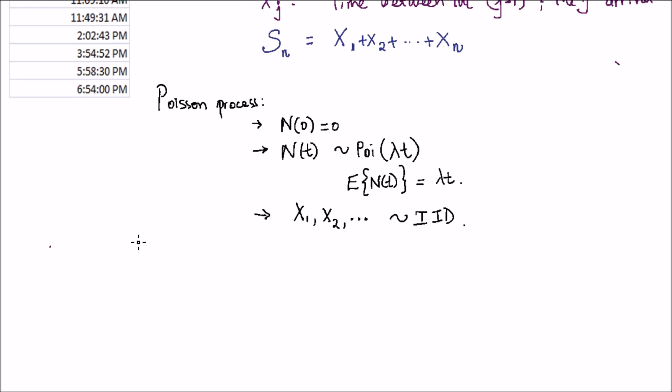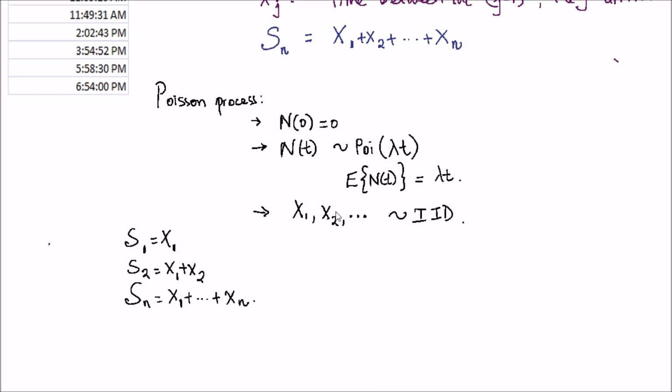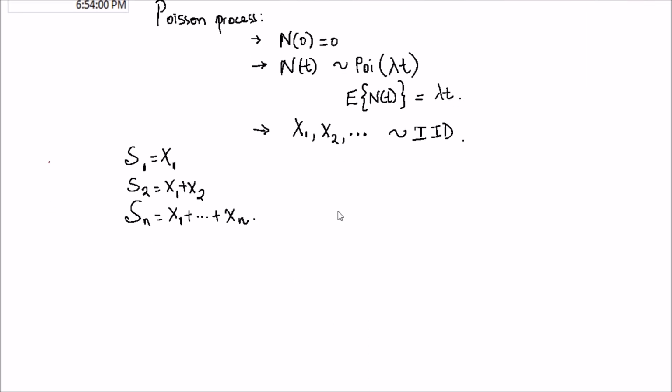distributed. The time to event random variables are therefore S1, which is equal to X1, S2, which is X1 plus X2, time to the second arrival, and Sn, which is time to the nth arrival, is X1 plus X2 plus X3 and so on, all the way up to Xn. Therefore, Sn is time to the nth arrival, and n takes values of 1, 2, 3, 4, and so on.